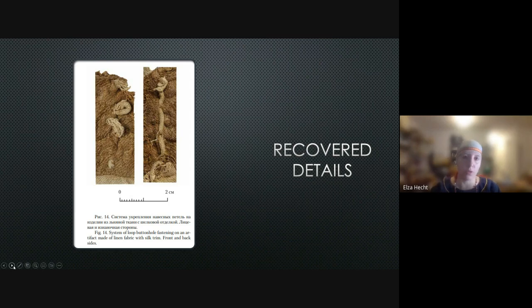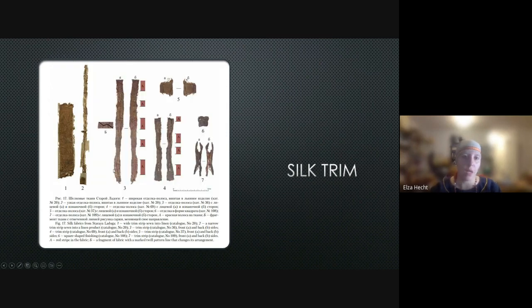At least we know they use the buttons, which is great. Those are examples of the silk trims from Old Ladoga. Staraya means old, so it's Old Ladoga territory. It's way up north in the Novgorod. Obviously, they had no way to produce silk, which for us means that, hey, they traded.